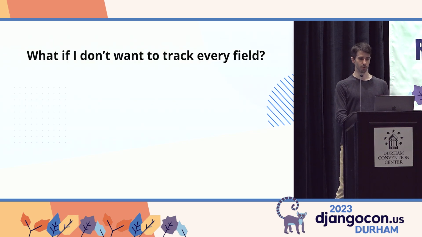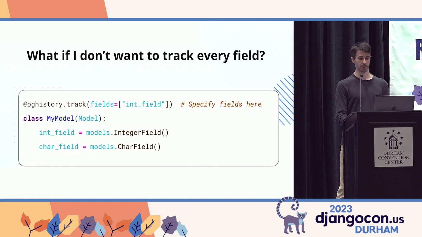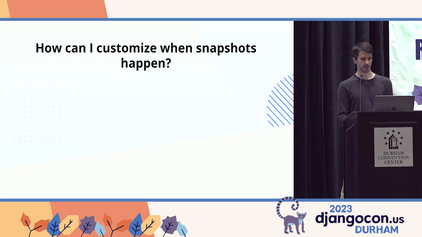First of which is, what if I don't want to track every field on my model? You have the ability to specify which fields you want to be tracked. If you specify one field like we have here, your event model will only have the integer field. It won't have the char field. And if any changes happen to that char field, it won't automatically trigger an event. You have to change those fields that are being tracked. So that's a simple way to track only specific fields.